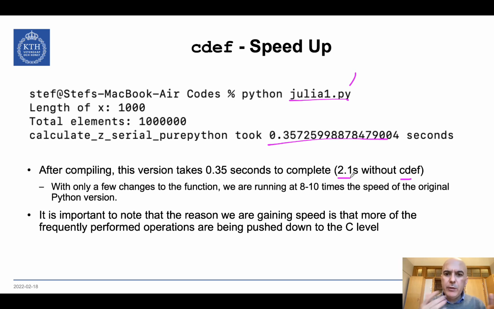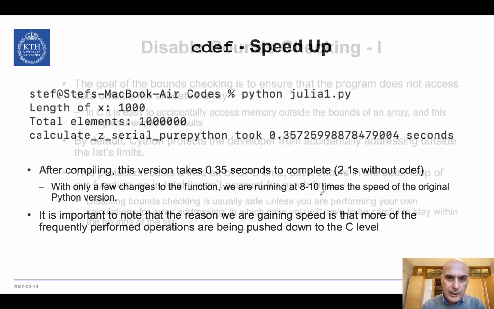Looking at the overall impact on performance of using Cython and the type definitions, we are running 8 to 10 times the speed of the original Python version. It's important to note that the reason we are gaining speed is that more of the frequently performed operations are now pushed down to the C level, very low level, and compiled to machine language.